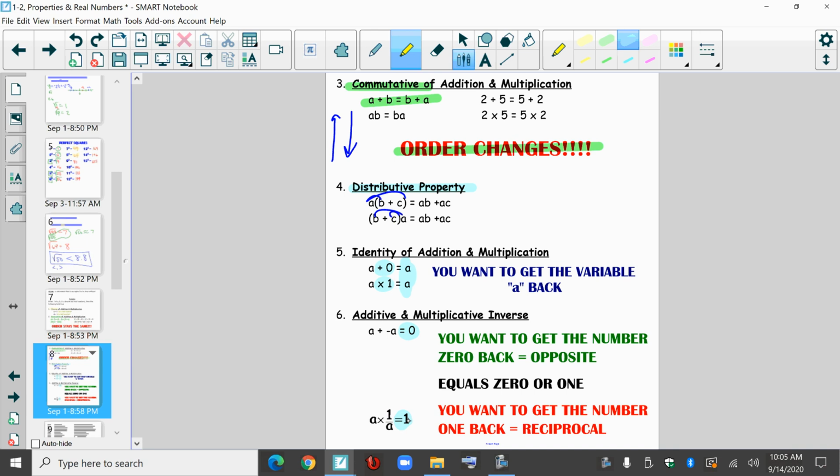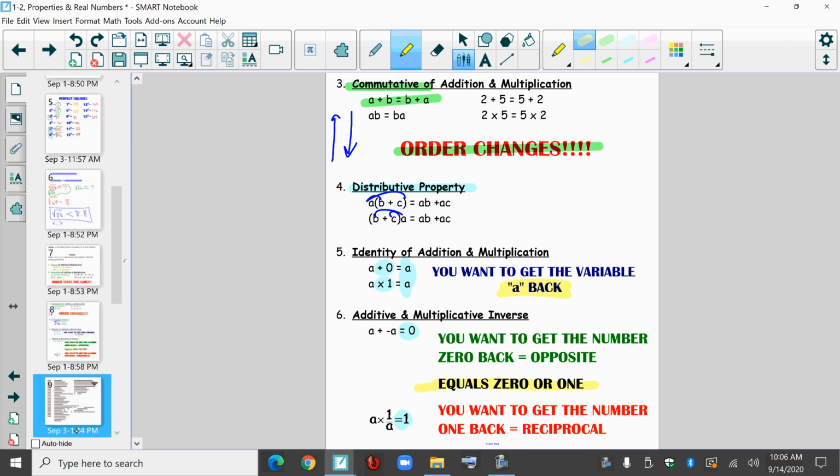And what do I multiply by? I multiply by the reciprocal to get myself back, which is going to be the 1 over A. So identity and inverse both have 0 and 1 in them. The key is identity means you want to get yourself back, and for inverse, it equals 0 or 1. Okay? So let's go ahead and start some problems.